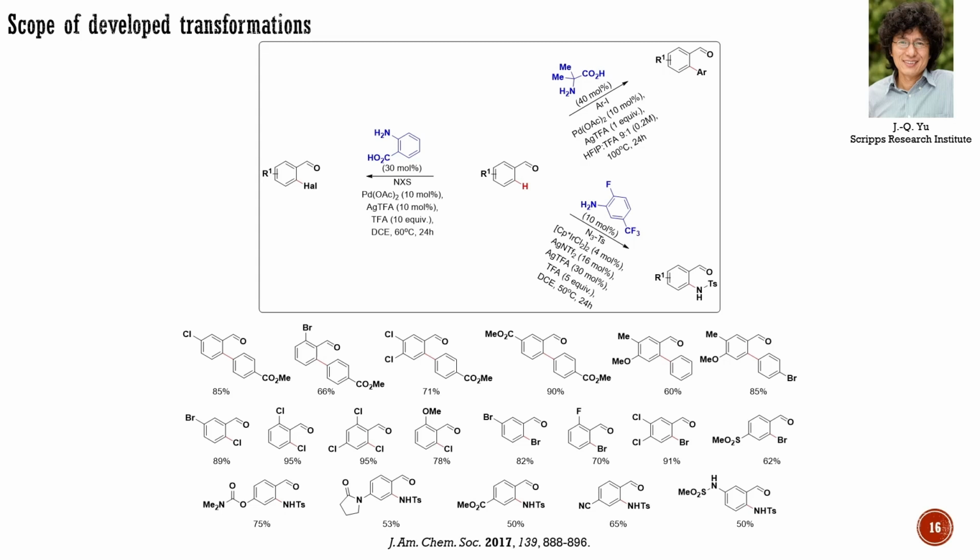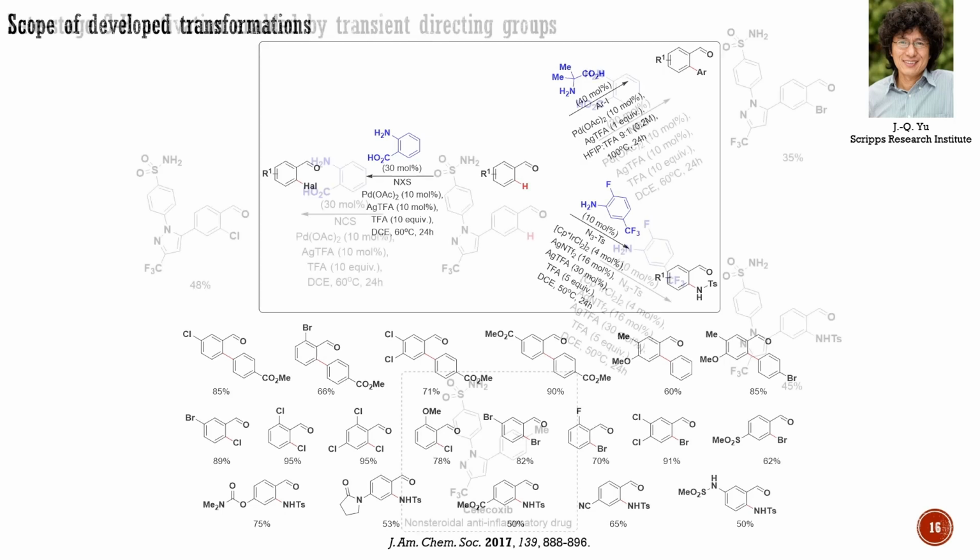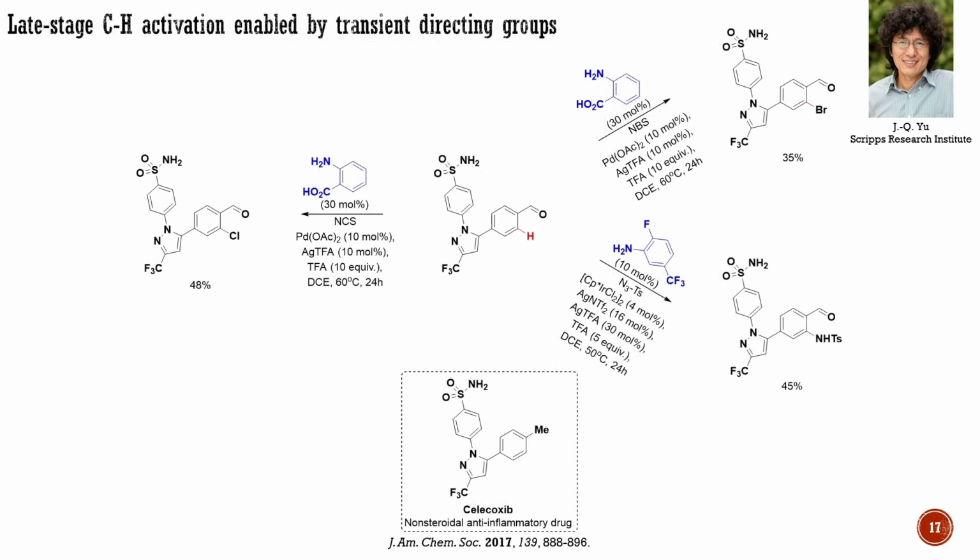As one can observe, the developed conditions tolerate numerous reactive functional groups, and the yields are above average. The developed approach was so successful that it could be extended to the late-stage CH functionalization of an analog of the commercial drug Celecoxib.